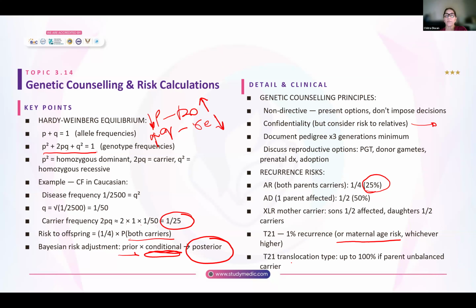For translocation type, the risk is up to 100%, especially if the parent is an unbalanced carrier. If it is a balanced translocation, we saw in the previous question that especially in the mother, the risk of recurrence is about 10%. But if it is an unbalanced translocation in the parent, it is about 100% risk of recurrence.